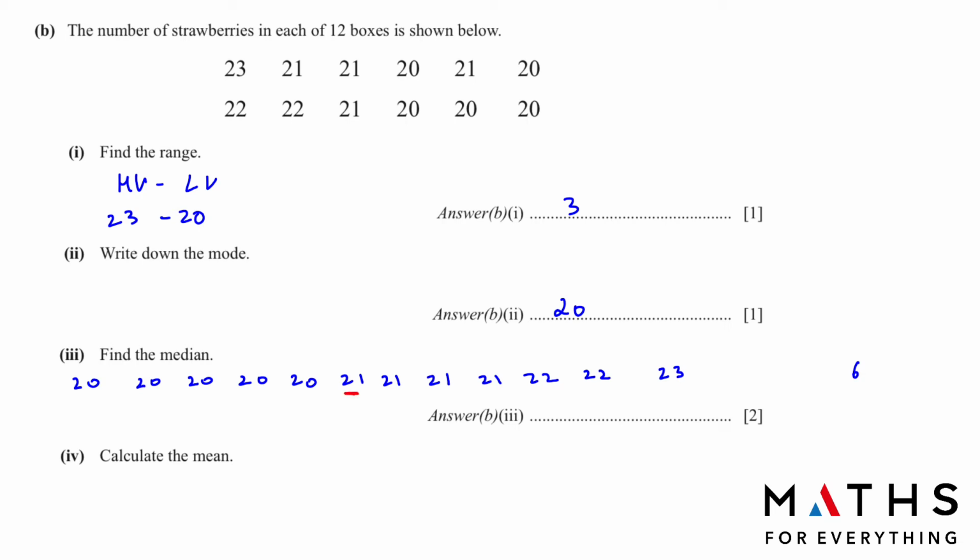This is it. Take the next value, add them together, and divide by 2. Whenever you have even, this is what you do. Add the middle two values, divide by 2, and that will give us 21.